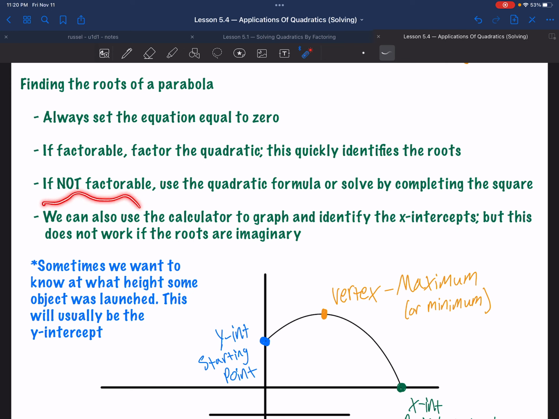If it's not factorable, well, we got two things we've talked about: quadratic formula and completing the square. We could do either one of those. And then the last technique, which we'll also talk about in this video, is we'll use a calculator to graph and identify those x-intercepts. It'll be pretty quick. I'm going to show you these techniques for graphing calculator for two reasons. One, to check your answers, right? To have another resource to verify that you've got the correct answer.